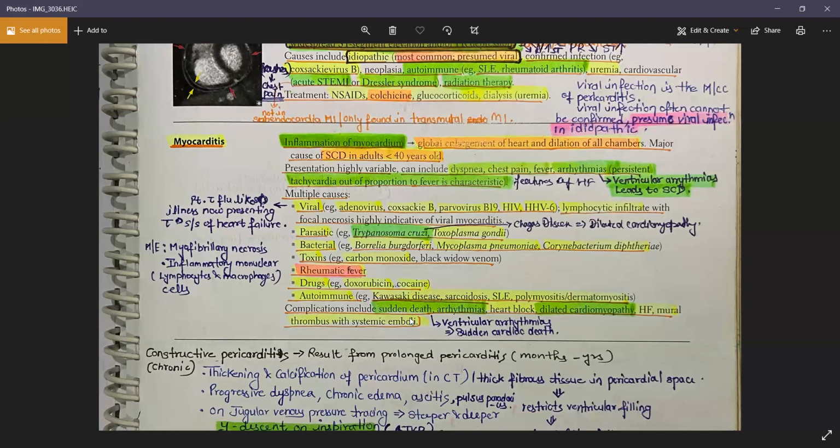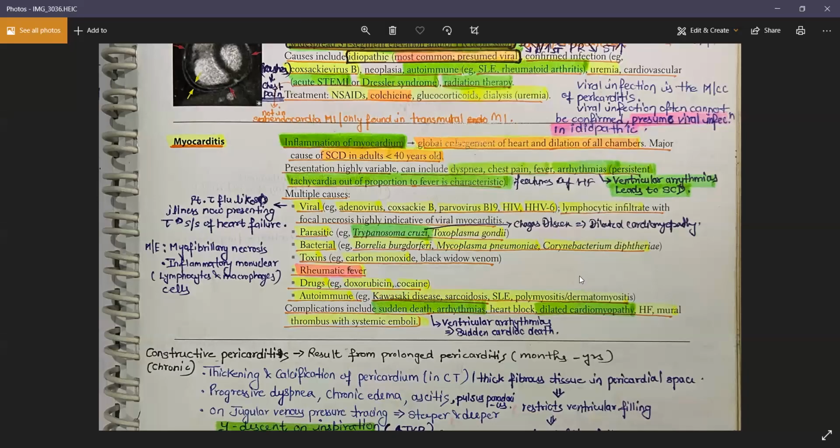Complications include sudden cardiac death because of arrhythmias and heart block, dilated cardiomyopathy, heart failure, okay, and the formation of thrombi. Thrombus formation occurs, which can become an embolus, can dislodge and enter the systemic circulation, can cause a stroke, can cause infarction in any area of the body, right?